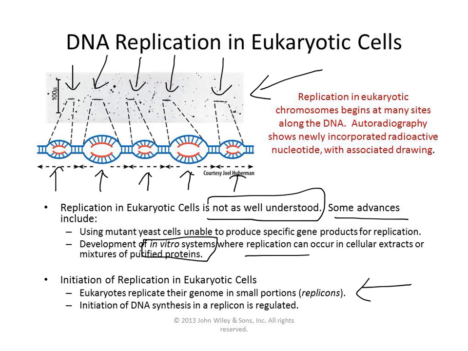Initiation of replication of eukaryotic cells requires replication at multiple origins, which we just talked about. In small portions, these origins are also called replicons. And initiation of each replicon is regulated. There are specific proteins that help mark origin sites and help initiate the process at each one of those origins.